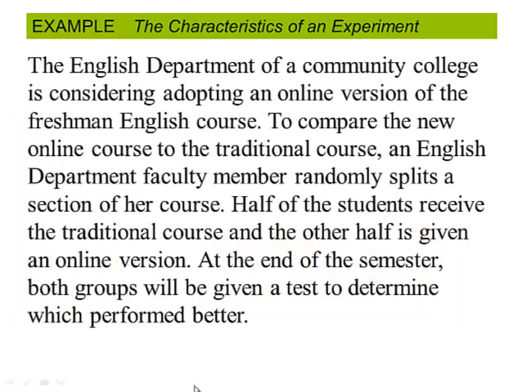The English Department of a community college is considering adopting an online version of the freshman English course. To compare the new online course to the traditional course, an English department faculty member randomly splits a section of her course. Half the students receive the traditional course and the other half are given an online version. At the end of the semester, both groups will be given a test to determine which one performed better. Now, is this an observational study or a designed experiment? This is a designed experiment because there's a treatment group and there's a control group.